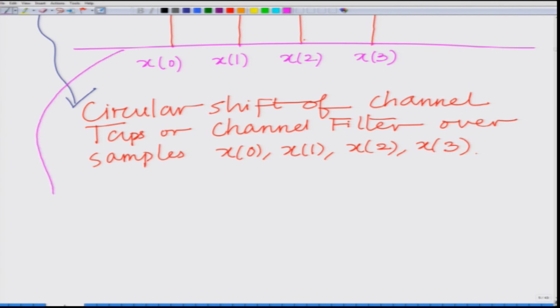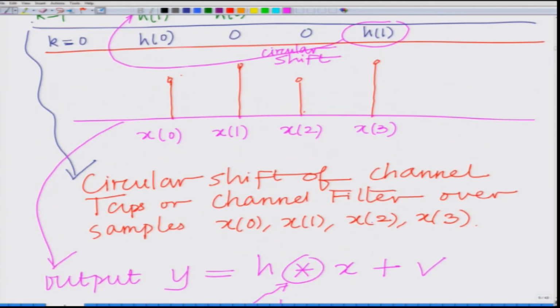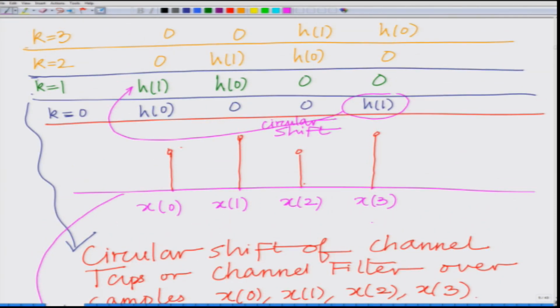So, the output y equals h circularly convolved with x plus, of course, the noise v. So, this represents your circular convolution.